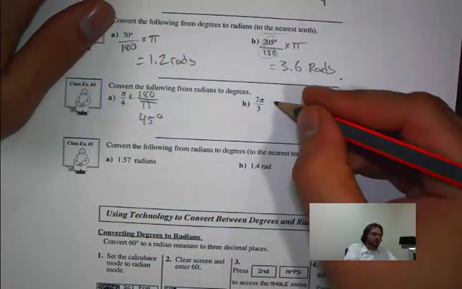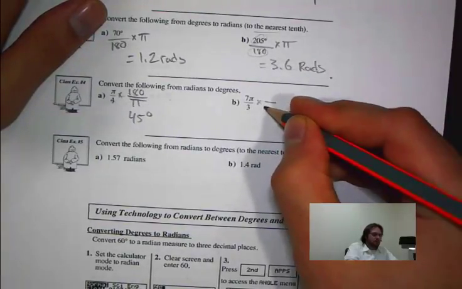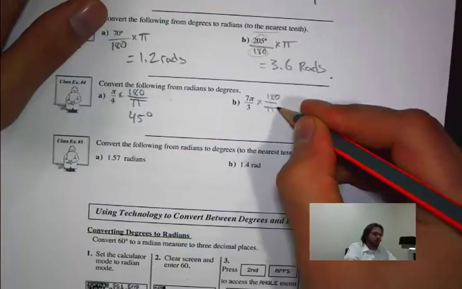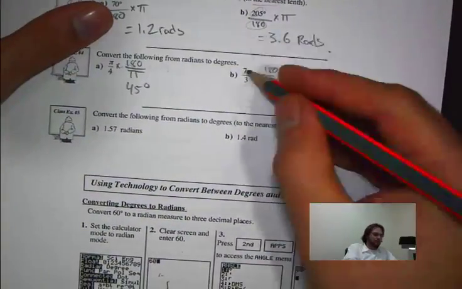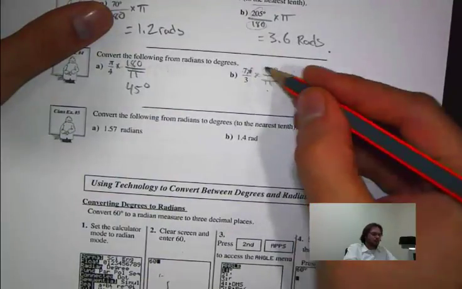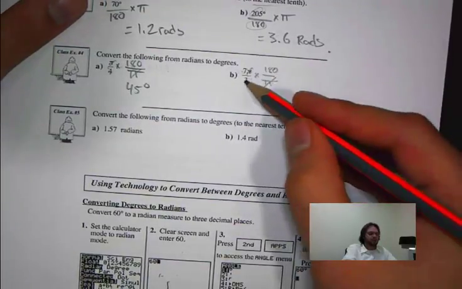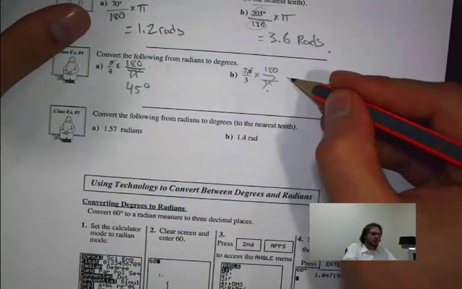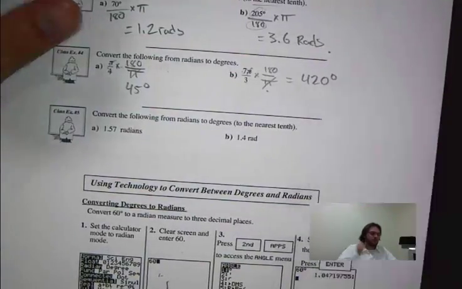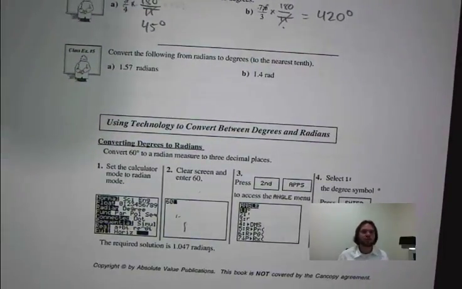Let's take a look at the next one, 7 pi over 3. Well, I'm multiplying by 180, because I'm going to degrees, and I have to get rid of my radians. So let's get rid of my pi terms. These pi's cancel off, just like they did there. So I have 7 times 180 divided by 3. First I'm going to divide that by 3, which would give me 60. 60 times 7 is 420 degrees. That's it.